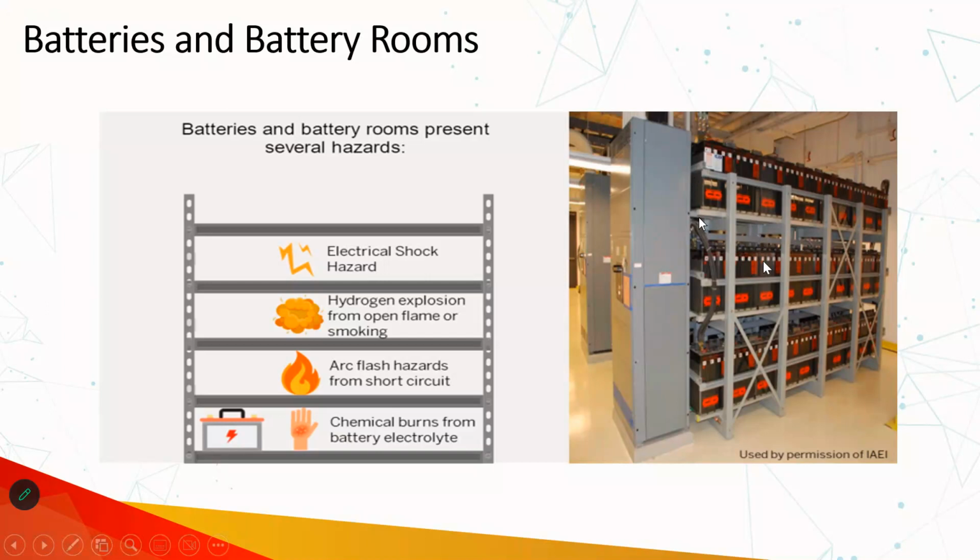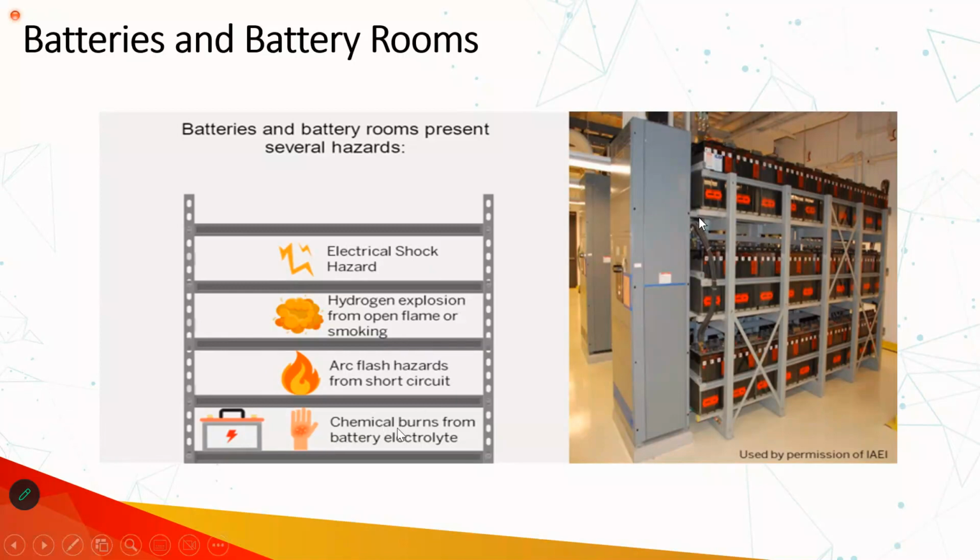There is an arc flash hazard, there is a shock hazard. In addition, in batteries and battery rooms, there is hydrogen explosion from open flame or smoking, due to the presence of different types of gaseous mixture, so there is a chance of explosion. That's why ventilation is provided within the battery rooms, and the maintenance of that ventilation system is covered in Article 250.